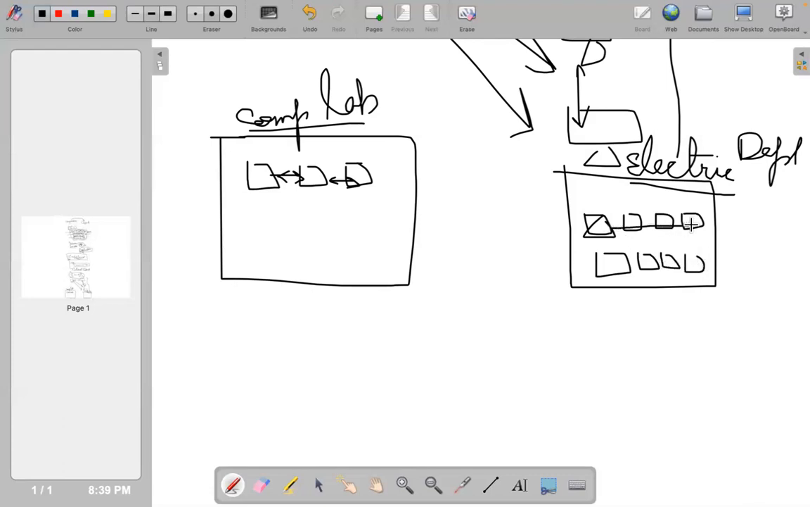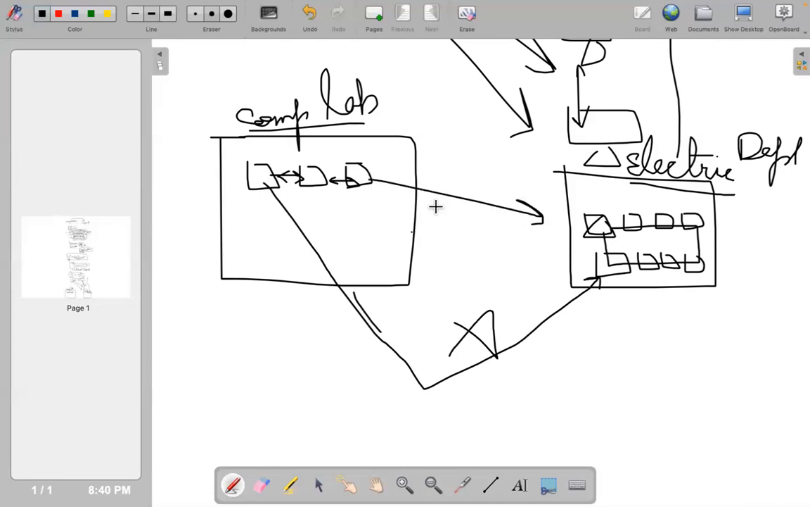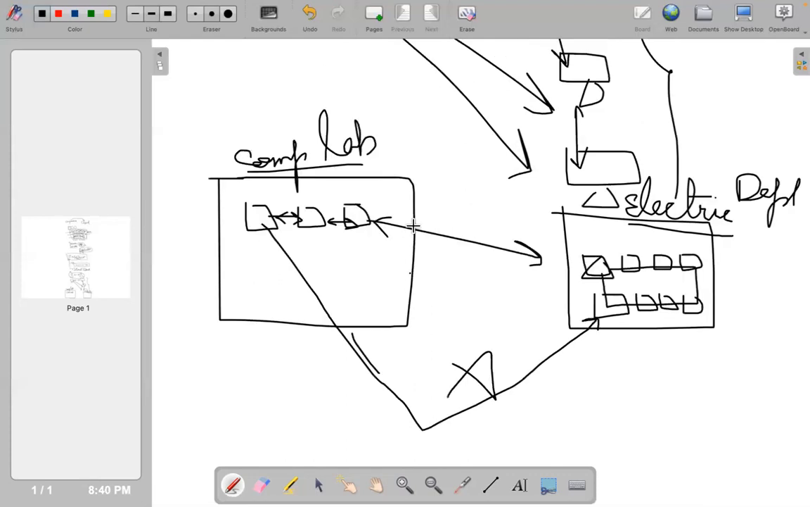And all these are connected with LAN wire, so they can talk to each other. But can any computer of the computer lab talk to any computer of this electric lab without any connection? No, sir, they can't talk, because they don't have any connection. If they can connect, they can talk.